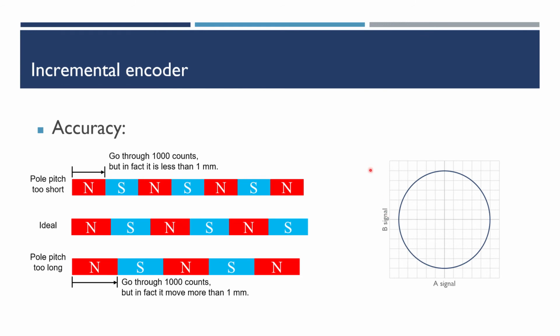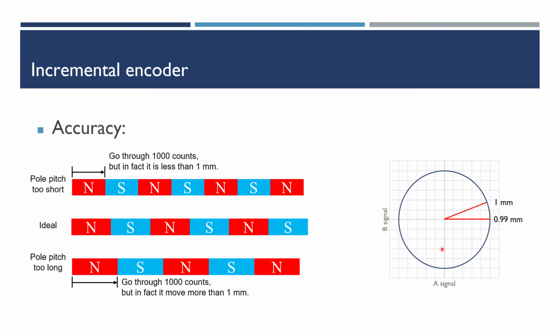Okay, so in terms of accuracy, we have error sources from the scale that result in position error. That is, the pole pitch is too long or the pole pitch is too short. For example, we have a sensor that is designed for 1 mm pole pitch, but it is used on a 0.99 mm pole pitch scale.